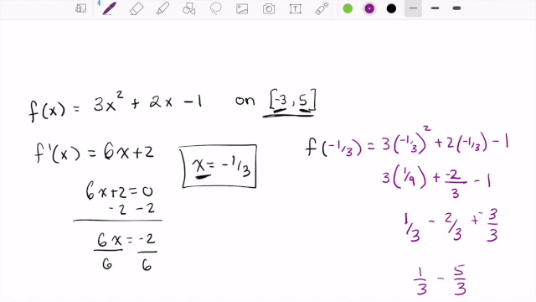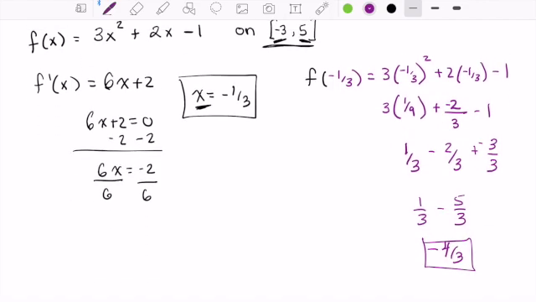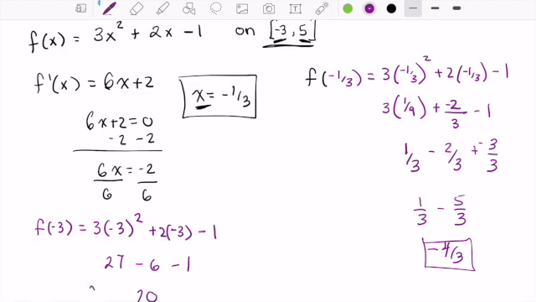So now what we can do is once we have the value of this, I can plug in each one of my endpoints, and we're going to see which one is the largest, and we're going to see which one is the smallest. So we'll plug in negative 3 next. So we have f of negative 3 equals 3 times negative 3 squared plus 2 times negative 3 minus 1. Well, that's going to give us 9. 9 times 3 gives me 27 minus 6 minus 1. So we're going to get 20. So f of negative 3 gives us 20.